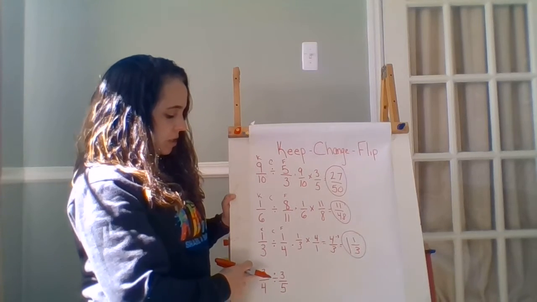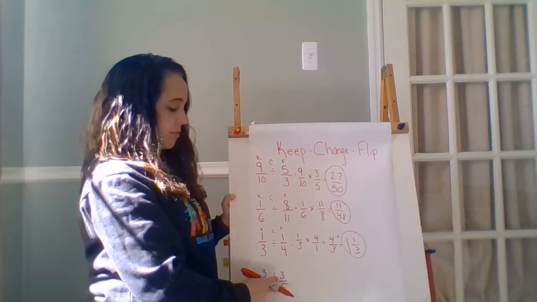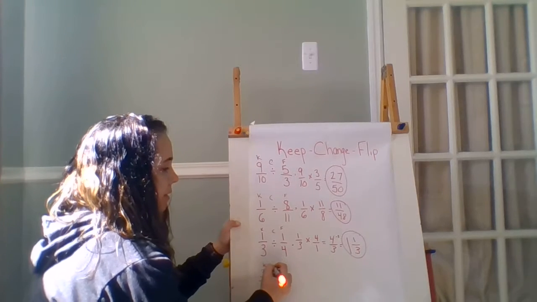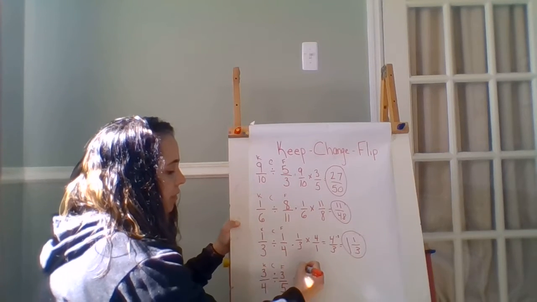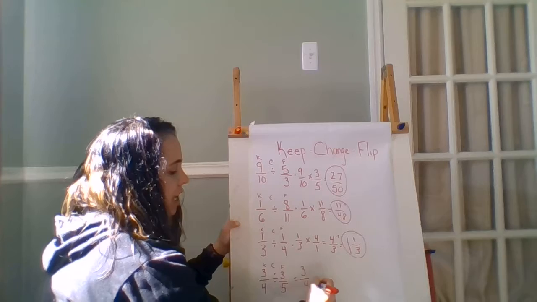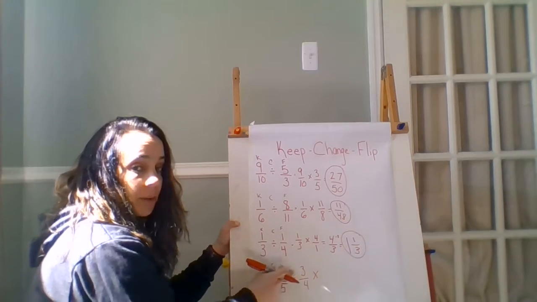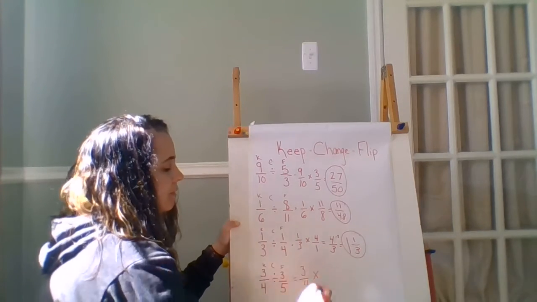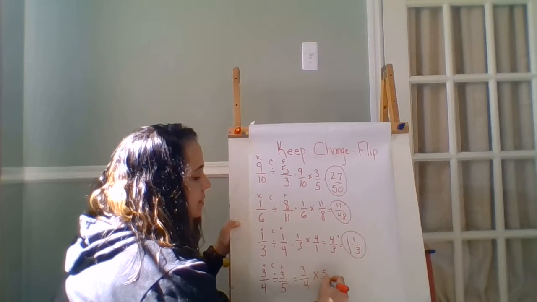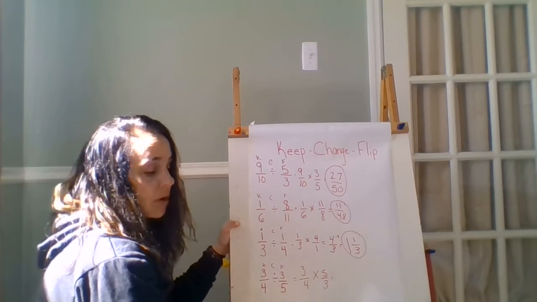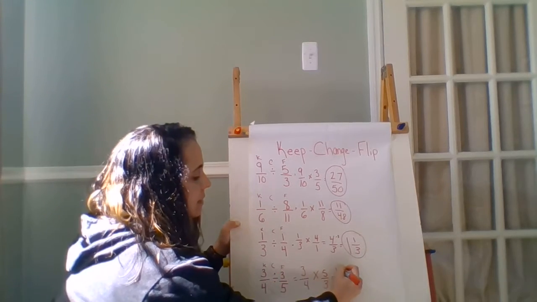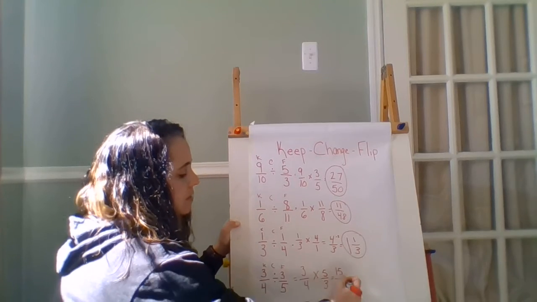And finally, the last one was 3/4 divided by 3/5. Keep, change, flip. Keep our 3/4. Change the division to multiplication, flip around that second fraction, so instead of 3/5, it's 5/3. Multiply across, 3 times 5 is 15. 4 times 3 is 12.